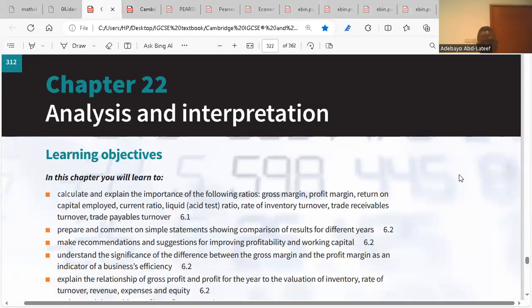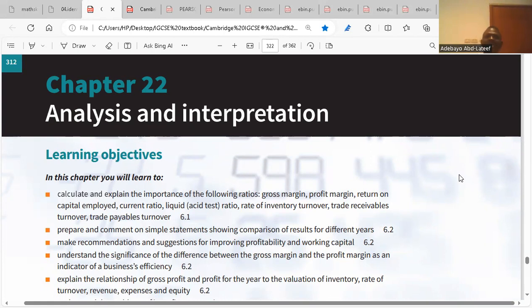Analysis and interpretation. As a business, you would have prepared your financial statements, which means you have prepared your income statement and your statement of financial position. So it is important to analyze and interpret these financial statements. Why? Because when you analyze and interpret, you are able to assess the progress and the performance of the business. That's why it's important.